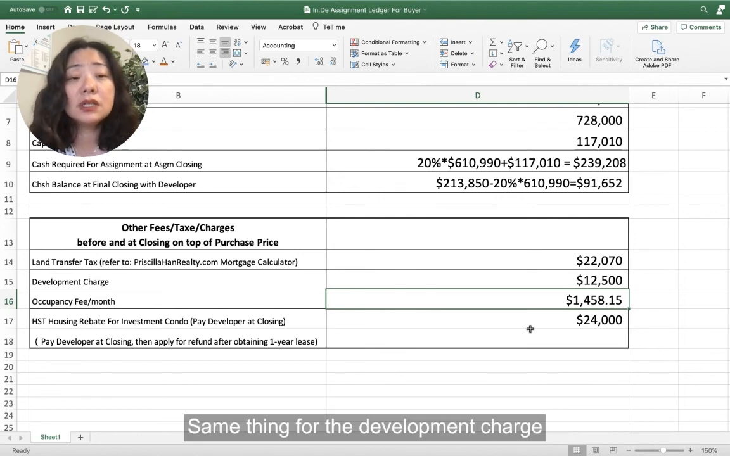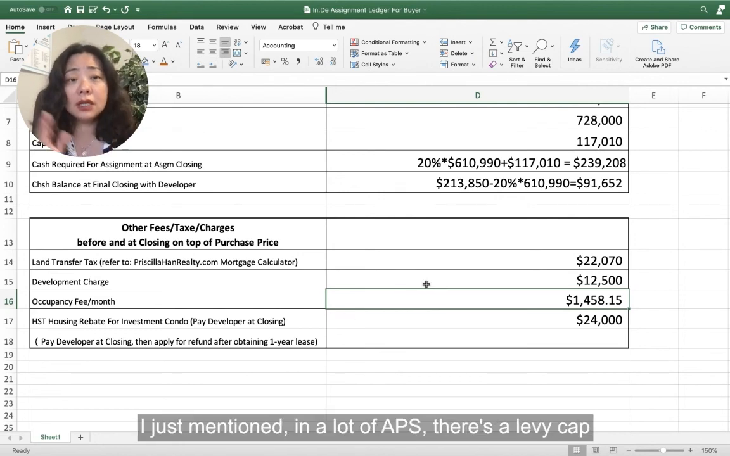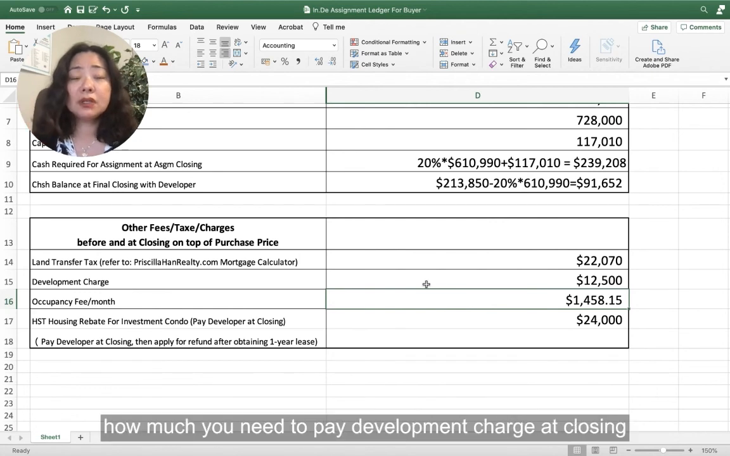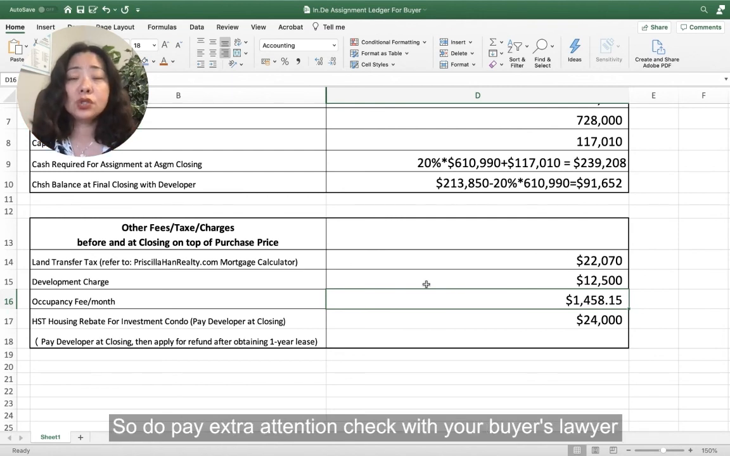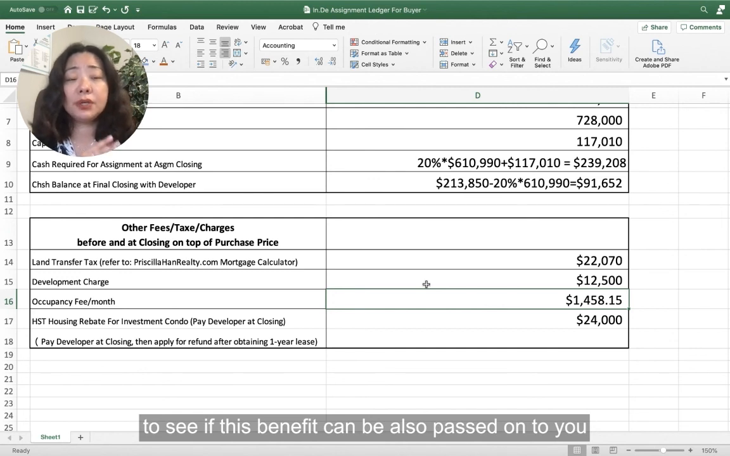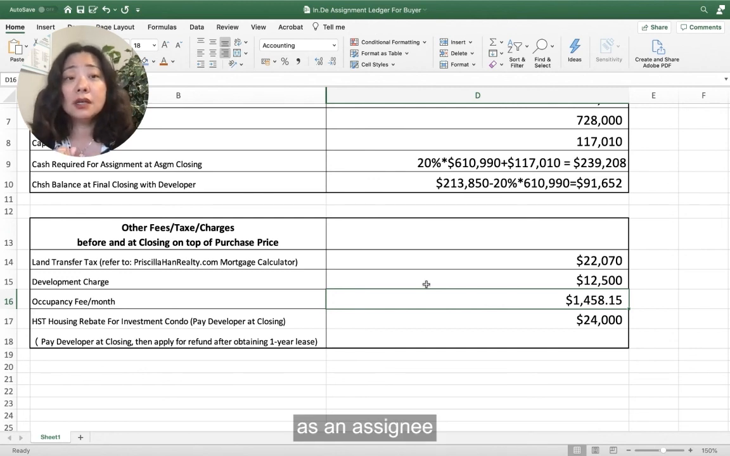Same thing for the development charge. I just mentioned in a lot of APS, there's a levy cap on how much you need to pay for development charge at closing. But I have encountered a couple of cases where the upper limit is not transferable to the assignee. So do pay extra attention, and check with your buyer's lawyer to see if these benefits can also be passed on to you as an assignee.